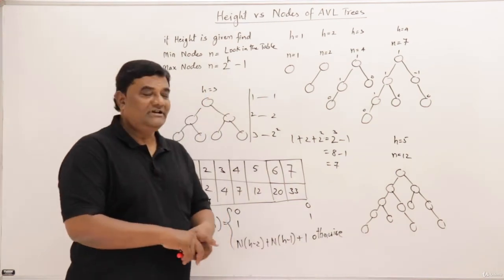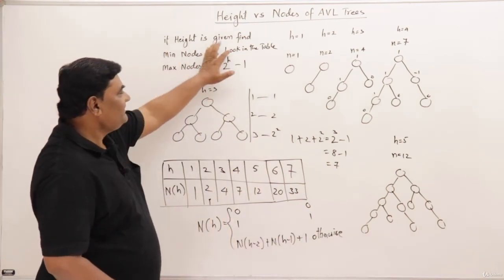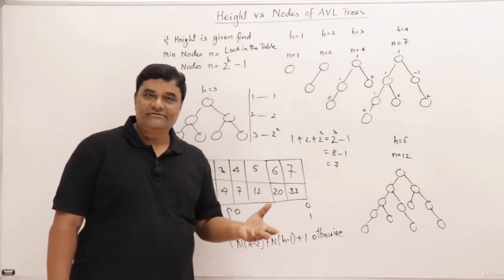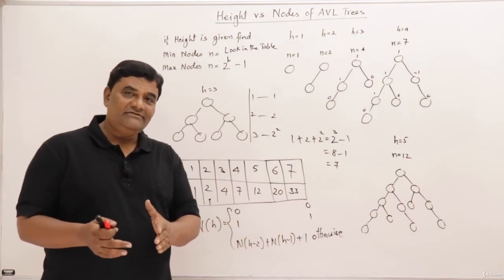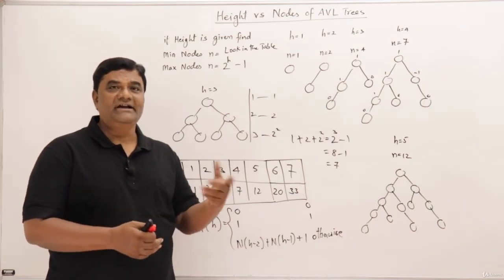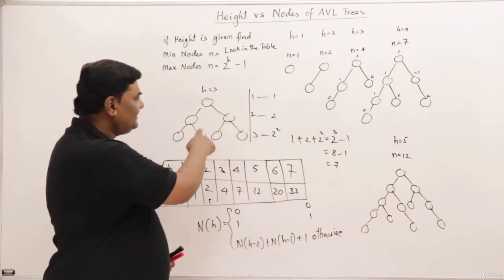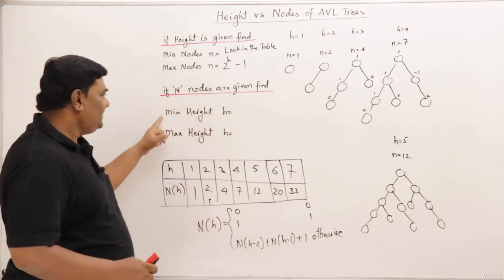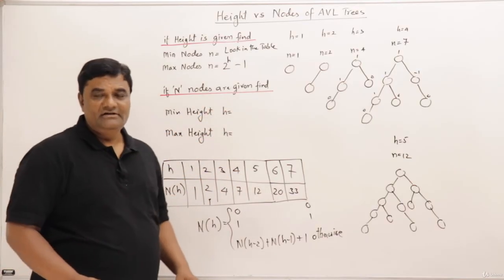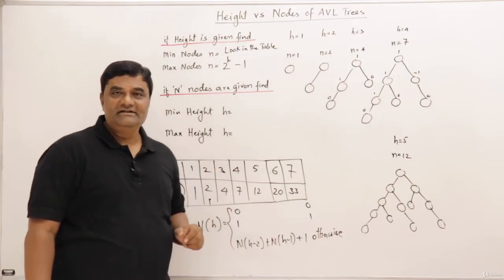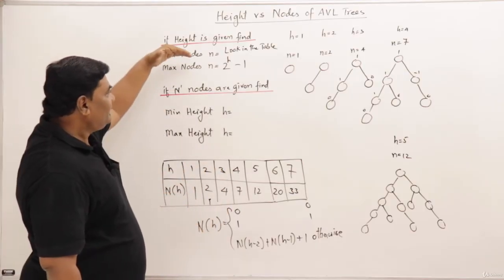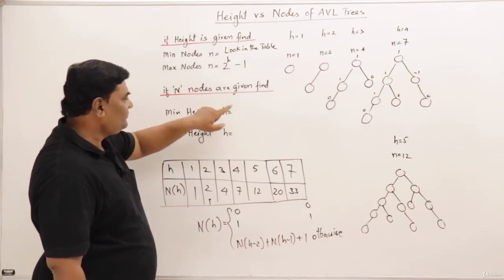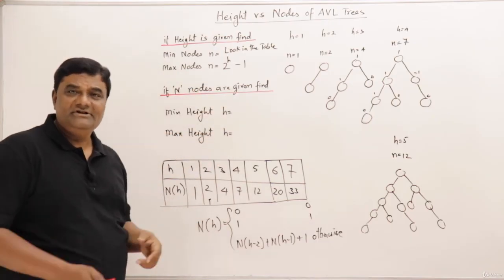Now we have the formulas, if height is given, then minimum nodes and maximum nodes. We need another formula: if nodes are given, then what is minimum height and maximum height? So let me write down, I'll remove this. If n nodes are given, then find minimum height and maximum height. So if you remember in binary trees, what we did is, we converted this minimum formula to maximum formula and maximum formula to minimum formula. We'll do the same thing here.